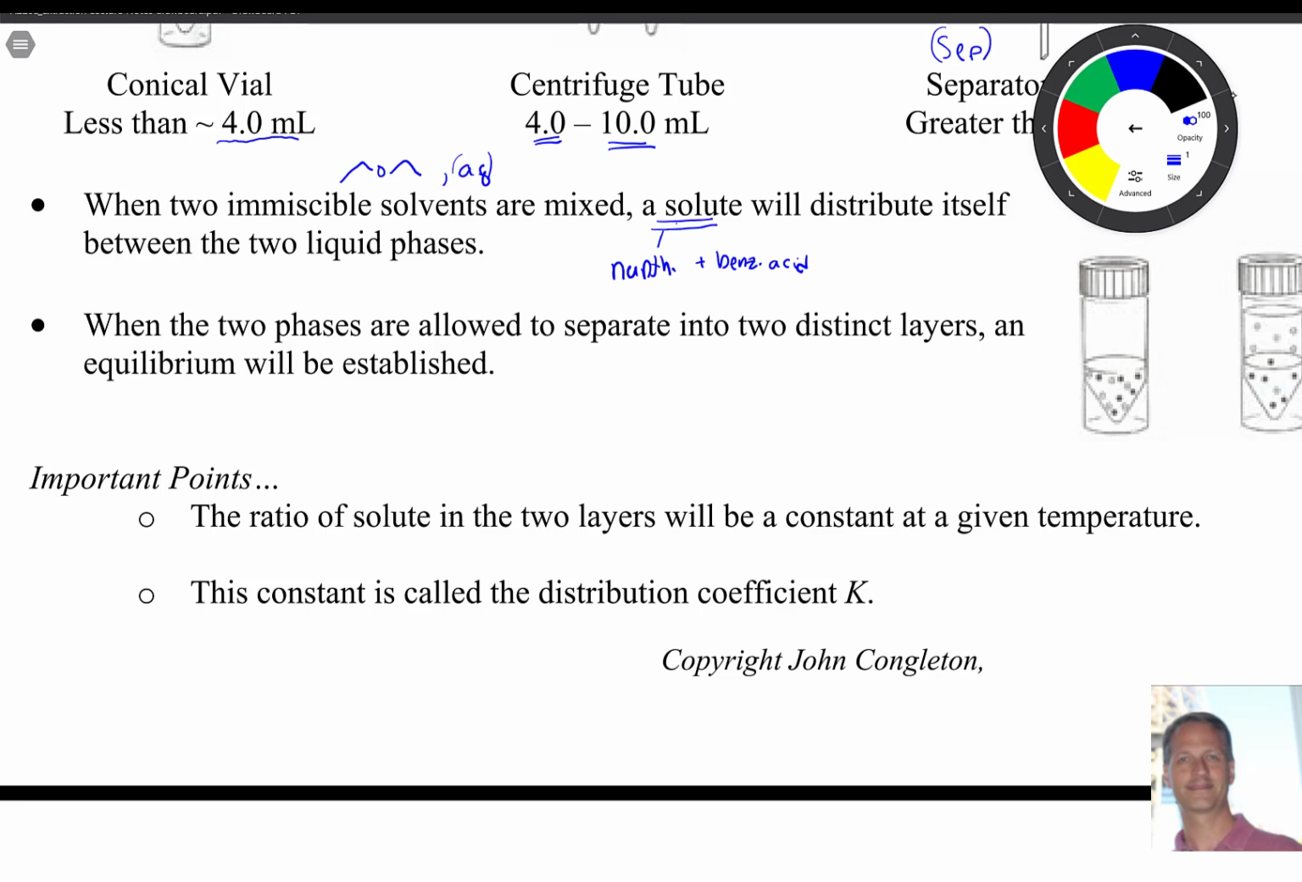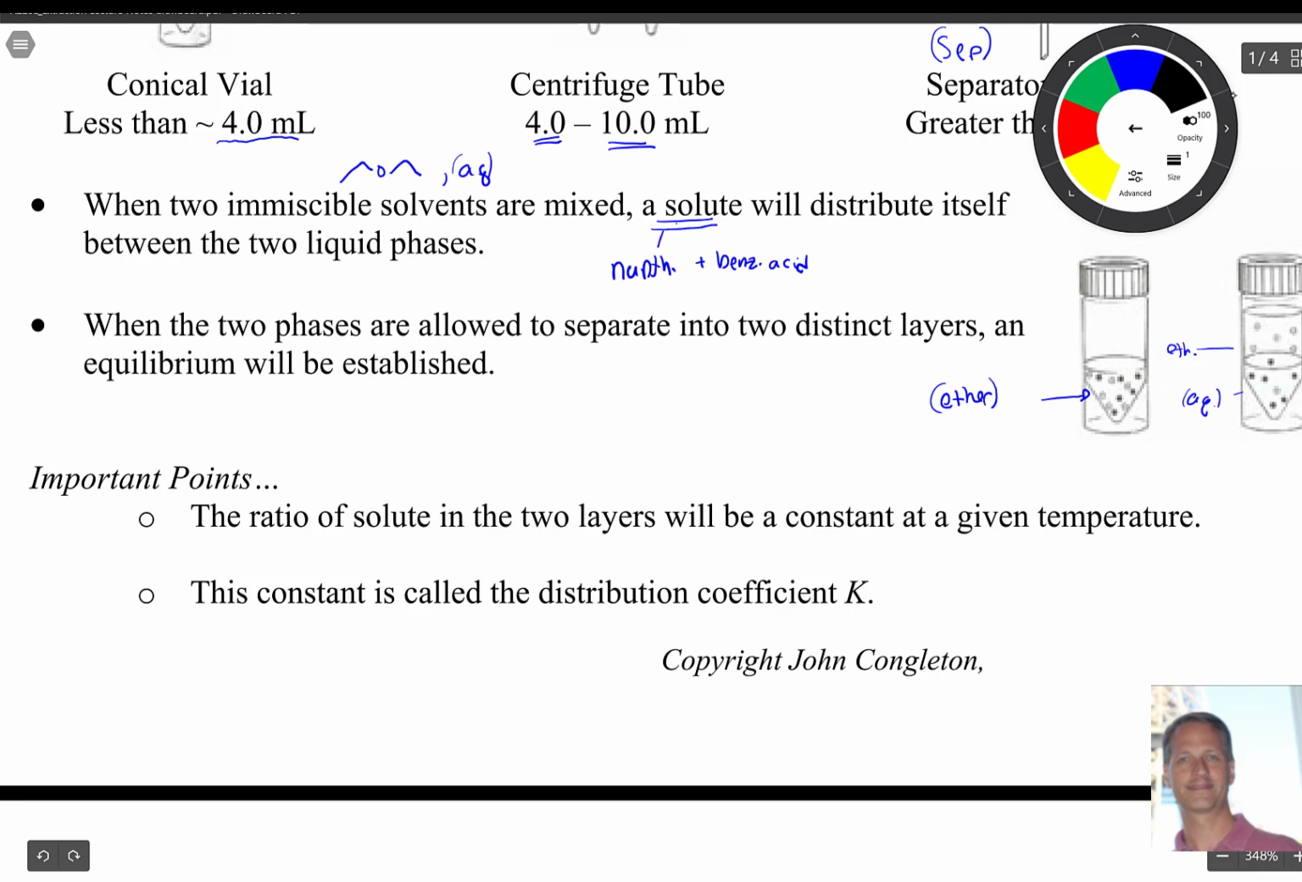Now, if you look at this first little conical vial, here you have ether, and now you've added water. So here's your aqueous layer, and here's your ether layer. We sometimes call the top ether layer the organic layer because it's the organic solvent. I know it's kind of hard to tell, but you have black dots and these open circles.